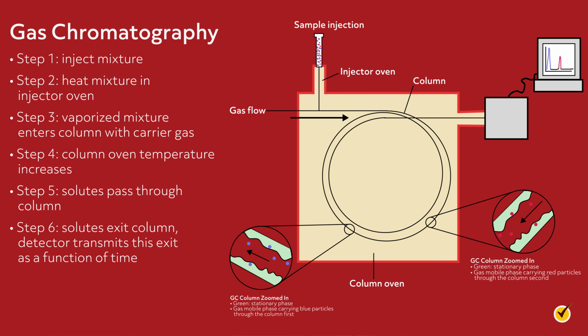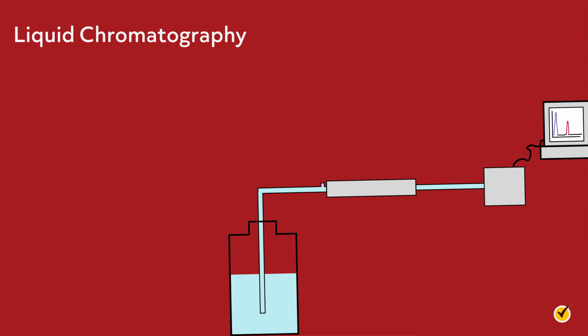Solutes exit the column and reach a detector, which transmits a signal to a computer that displays the signal as a function of time. The exit order of solutes typically follows the order of volatility, meaning that the most volatile solute has the shortest retention time, and the least volatile solute has the longest retention time. Now let's switch over to liquid chromatography.